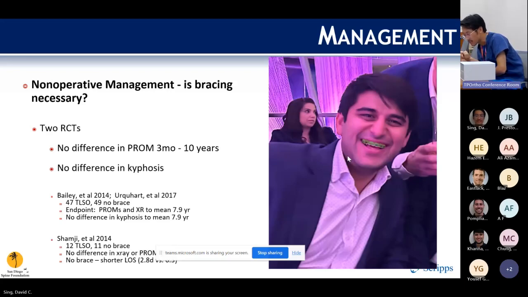Even followed up to 8 years, looking at kyphosis and outcomes, there was no difference in x-rays with or without a brace, though these were kind of smaller series. And I think from my experience, some people do feel more comfortable with the brace on getting out of bed. Might be a psychological thing, but in theory, it should support the spine and provide some stabilization.